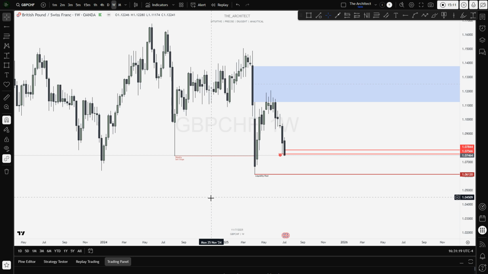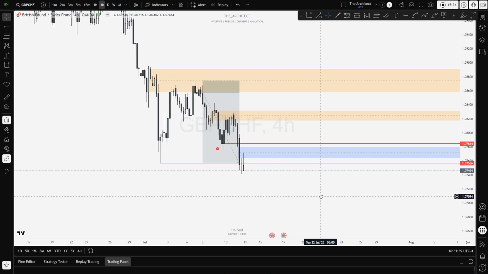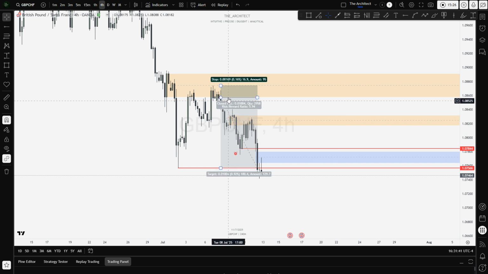GBPCHF, really cool pair. Look at this. Again, we take out external range liquidity, pull back into internal. What's the next draw? External range liquidity. Let's go on to the H4. Cool. I usually don't swing, but this one I really did.